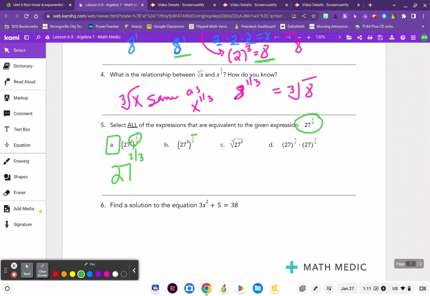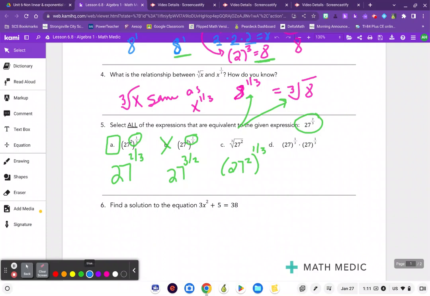When I raise a power to a power, I multiply the exponents. And so 3 times a half is 3/2. That's definitely not the same as 2/3. So B is out. Okay, so we have this cube root of 27 squared, and we just set up above that a cube root is the same as raising something to the 1/3. So I'm actually going to rewrite this.